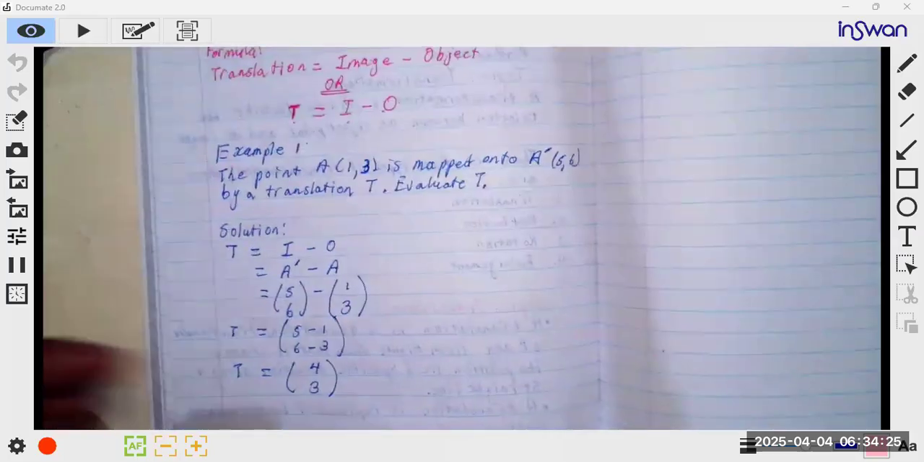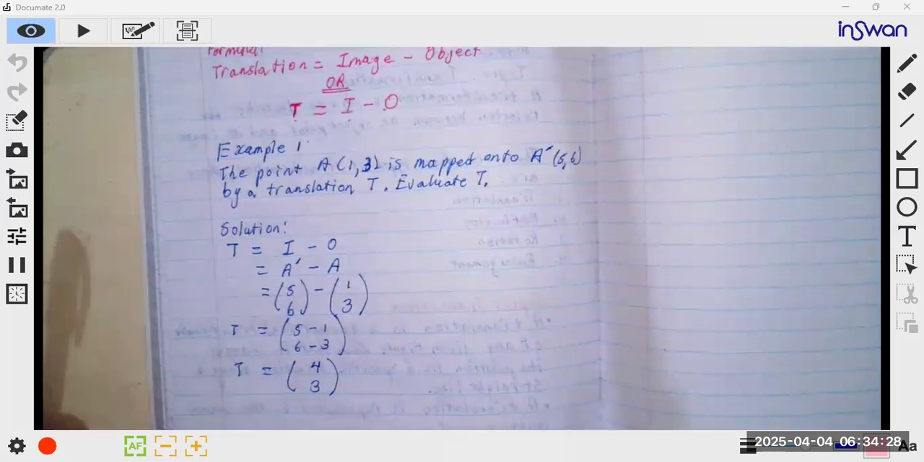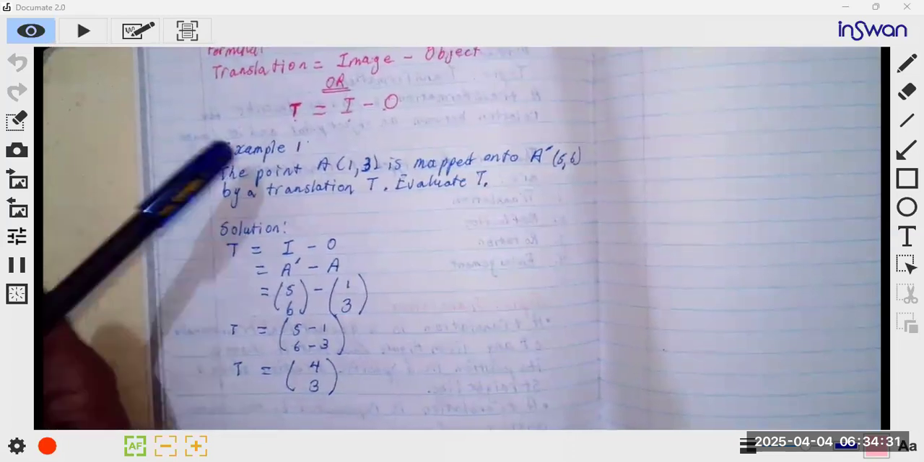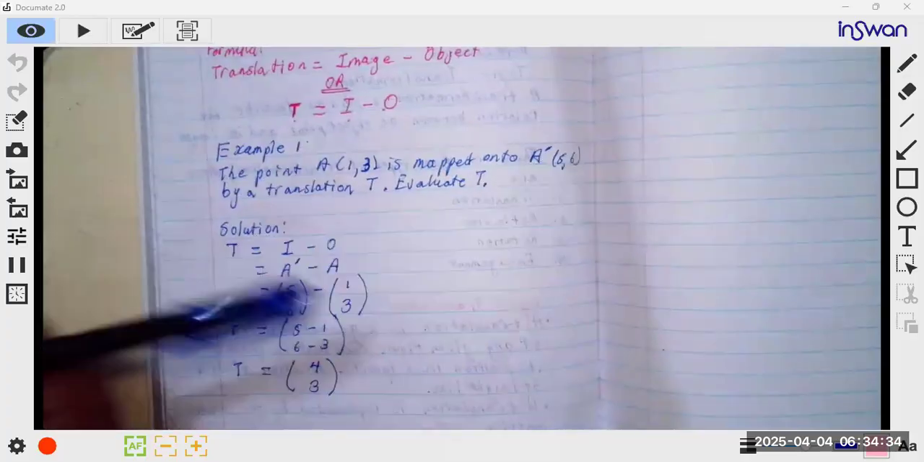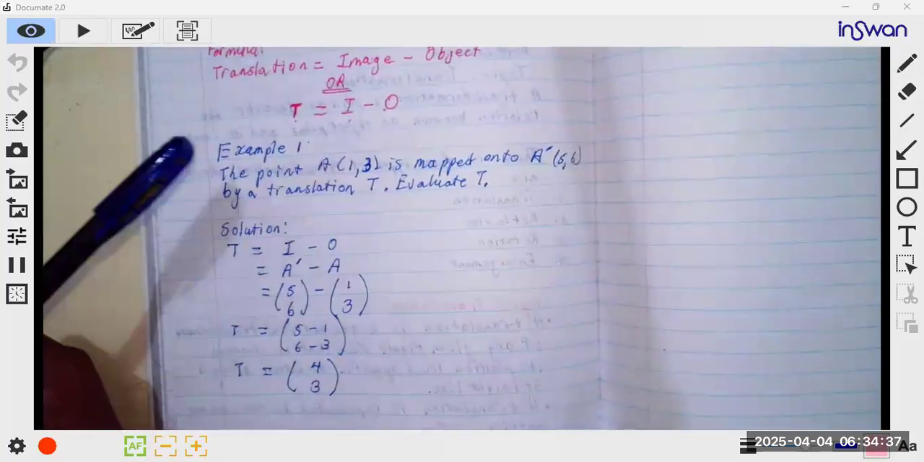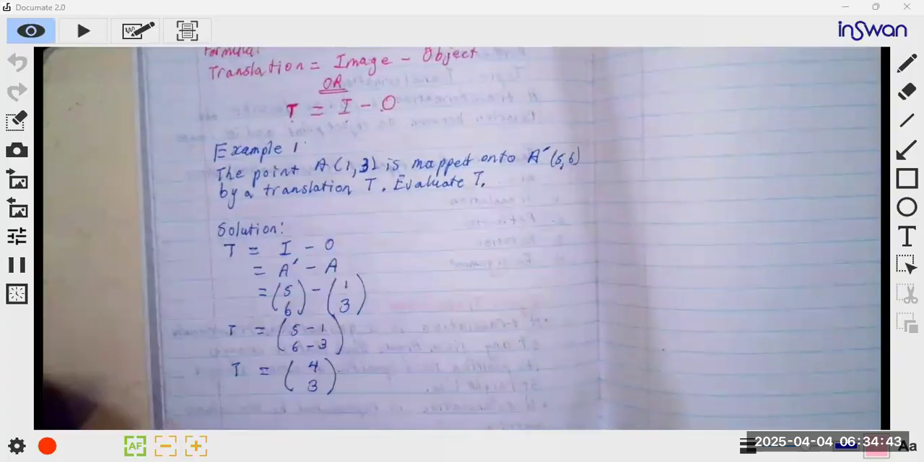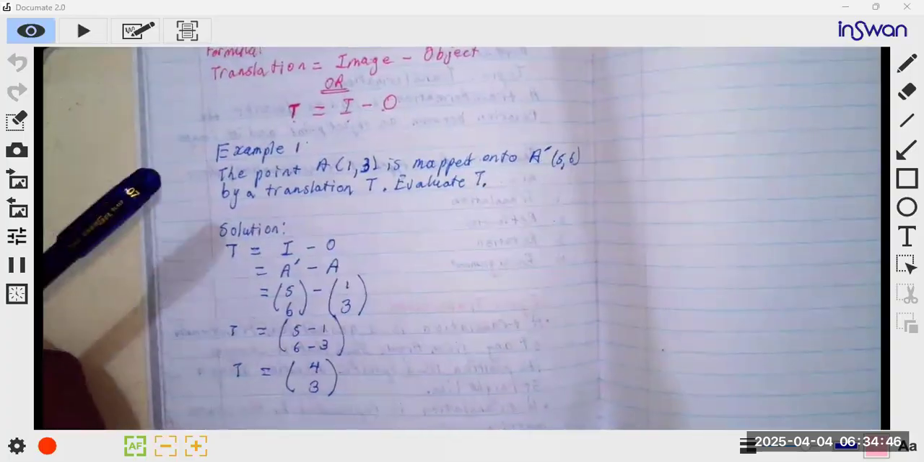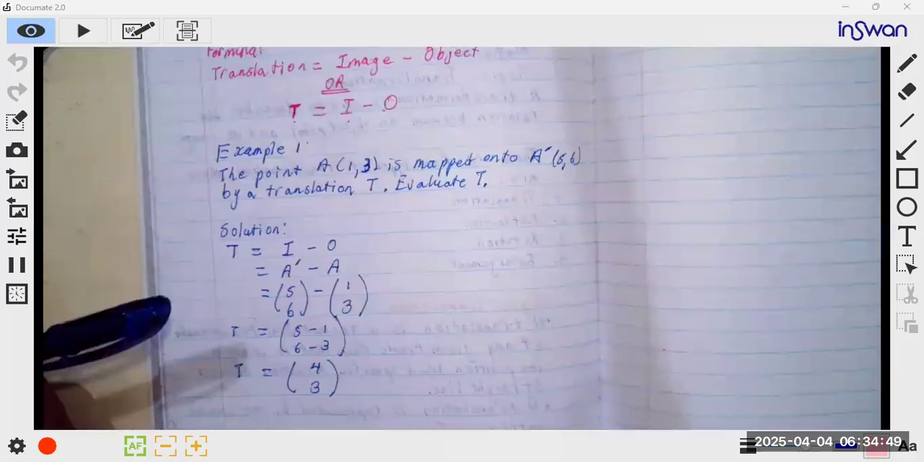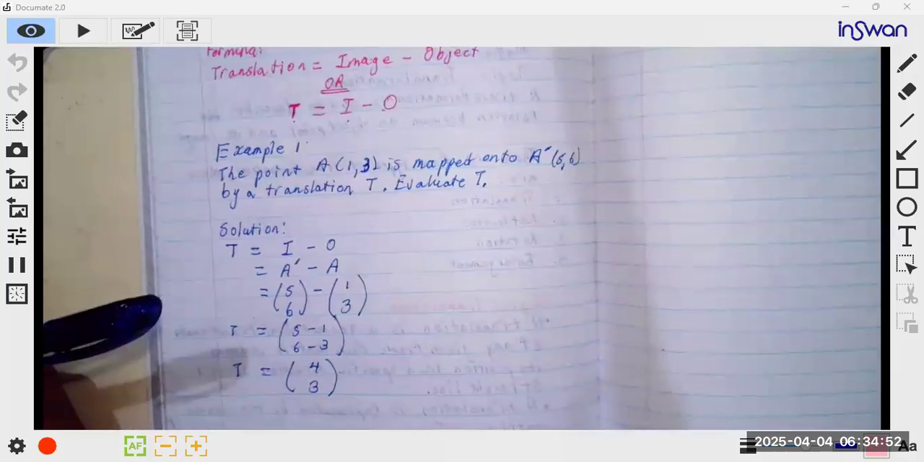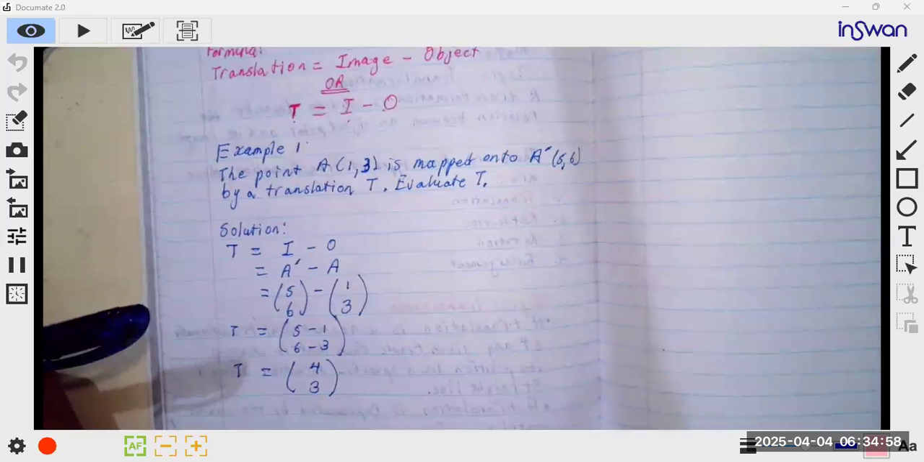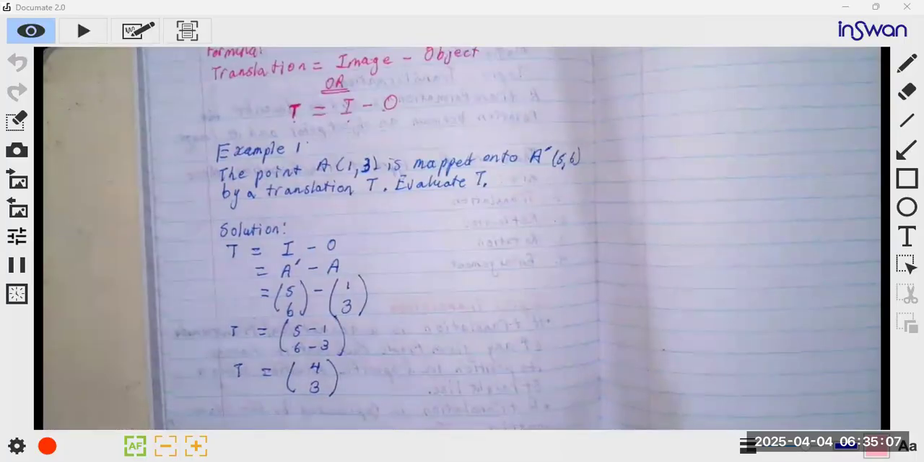So if you have a point A, which is (1, 3), and is mapped onto A prime, so this here, without that little thing that we call tilde on top, it means it's not an image, it's an object. So this is my object value, this is my image value. To find my translation, it will be my image take away my object. So it'll be A prime take away A, which is (5, 6) minus (1, 3). So the translation vector T will be 5 take away 1, and then 6 take away 3. 5 take away 1 is 4, 6 take away 3 is 3. And that's how you find your answer for your translation vector.